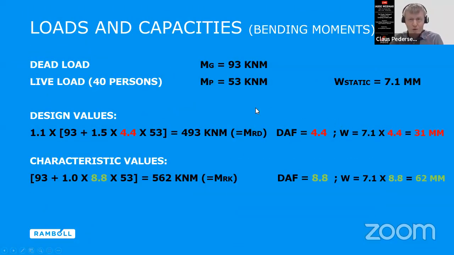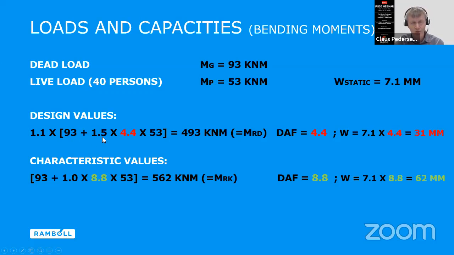I will not go into too many numbers, but I think these numbers we probably have to look into. Torben also told that the 4.4 was based on the capacity. So if we calculate the bending moment capacity of the TT elements, then we will end up with a design value of 493. And then the 4.4 is simply calculated from the design load, which will be given by this. A factor of 1.1 is due to the consequence class. We will have the dead load.